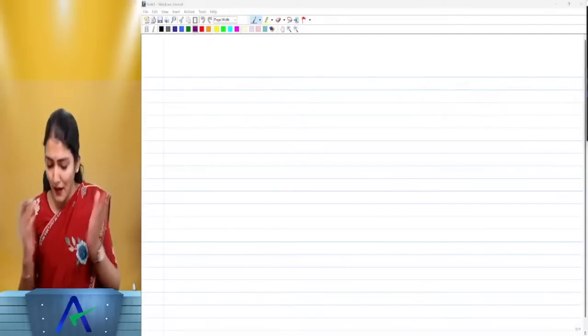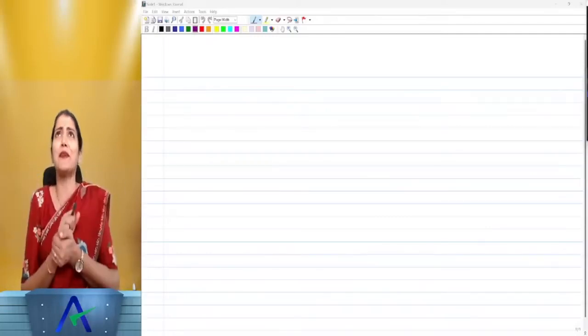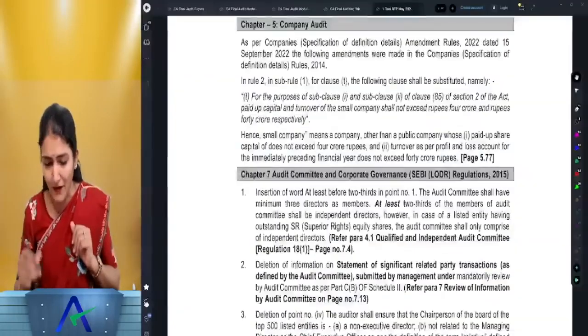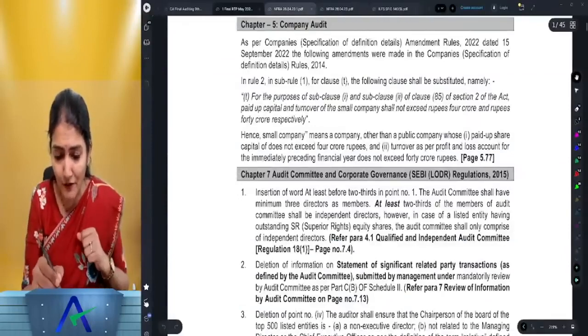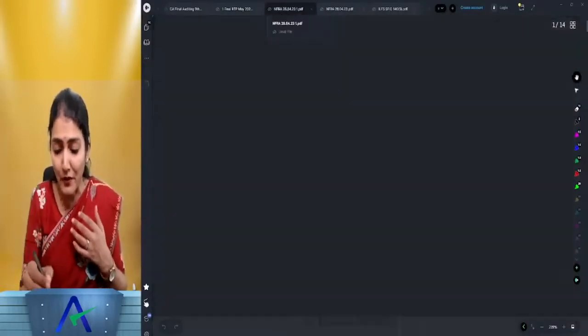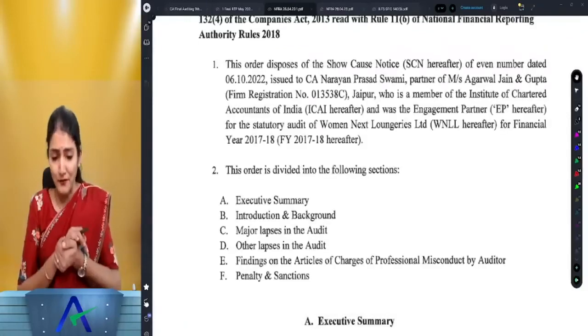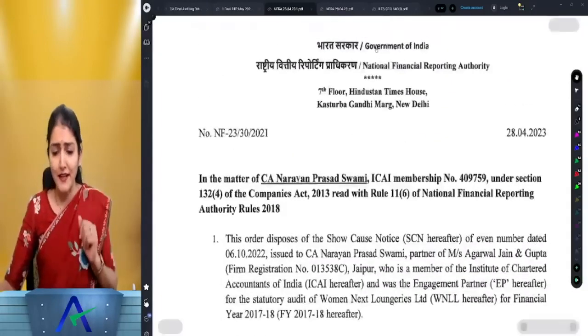Okay, so to begin with, we are in theory and practical, and what practically is happening regarding audit all around? If we look into this particular latest order of the NFRA, the reason why I'm showing you the order is that by reason of the order, we will study a few of the provisions over there. This is the latest one, passed on 28th of April.